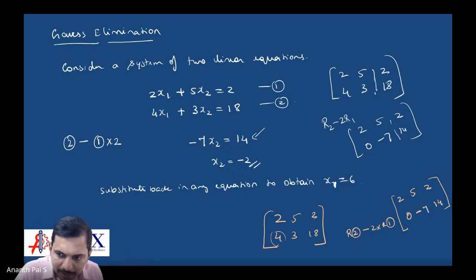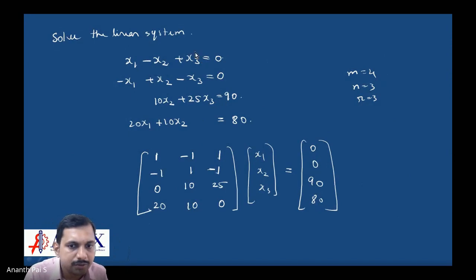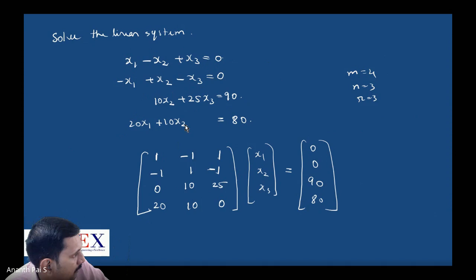Again, minus 7 and 14. So you write minus 7 x2 is equal to 14. Solve it, then go up, substitute that back, and then get the other solutions. That's what we used to do. So same thing we will do in the three. Here four methods are there. Four rows are given.